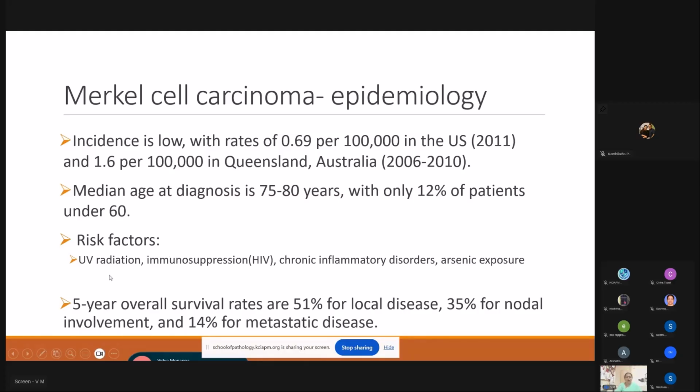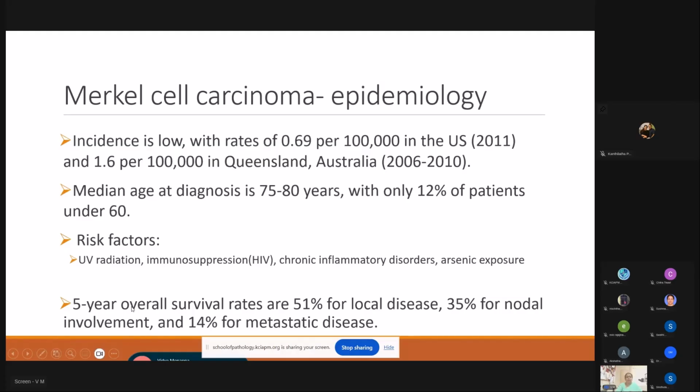Risk factors: ultraviolet radiation, immunosuppression. HIV patients could have other things, chronic inflammatory disorders like rheumatoid arthritis. Wherever there is some immunosuppression, it could be a risk factor for Merkel cell carcinoma. Similarly, arsenic exposure. Now, look at this.